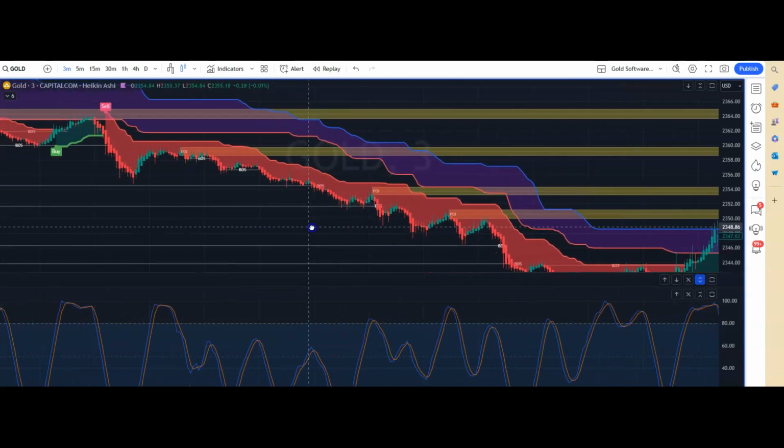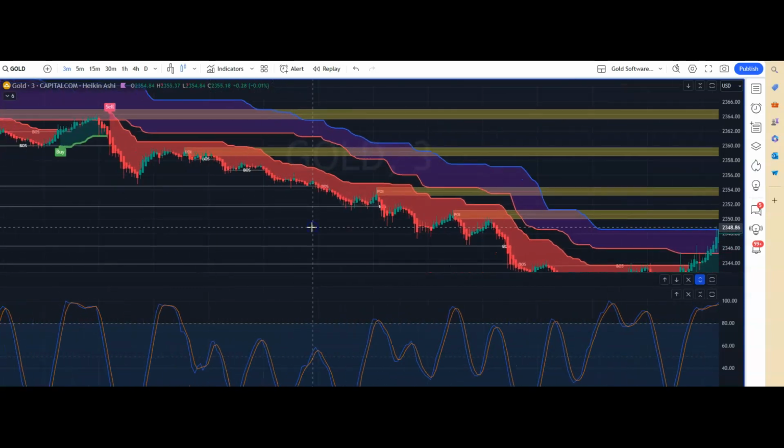So if you haven't got the gold software, this is a very good example of how it works. And if it's the kind of thing that you're looking to do and you're serious about being a professional gold trader, then of course this is ideal.